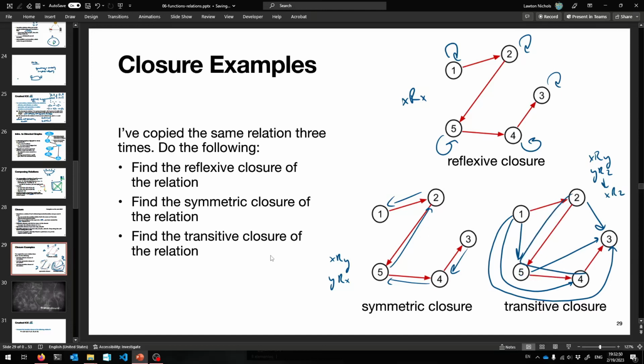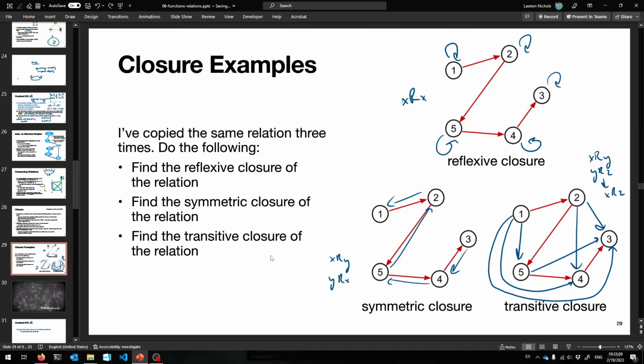Just think about all the paths. 2 to 4. I don't see an arrow there. So that needs to be there, because I can compose them. That should be transitive. And then, let's see, I have 5 to 4 and 4 to 3, so I should be able to go from 5 to 3. And I believe that's all of them.